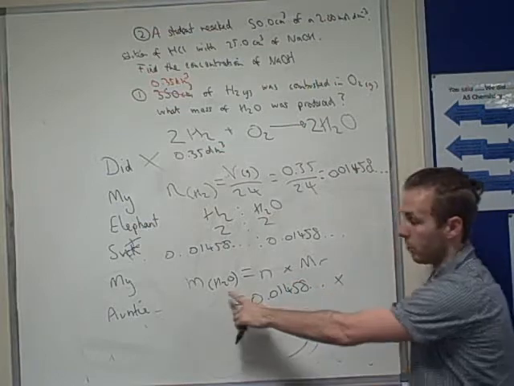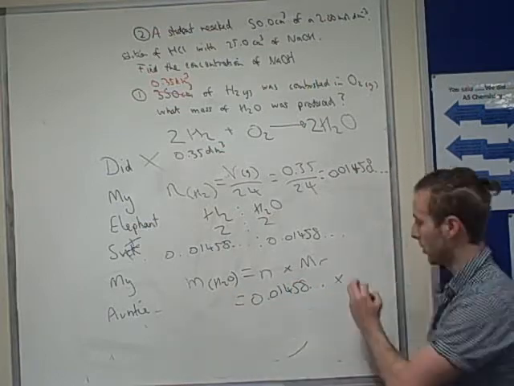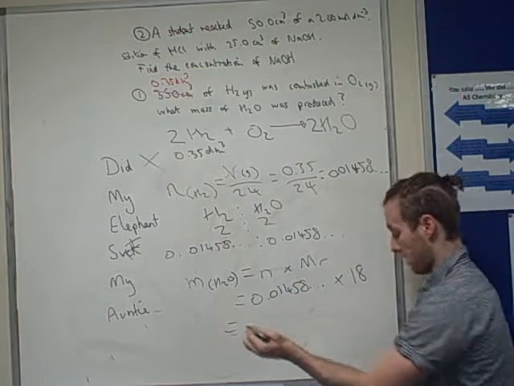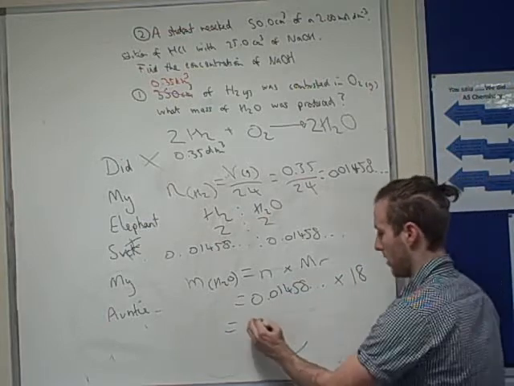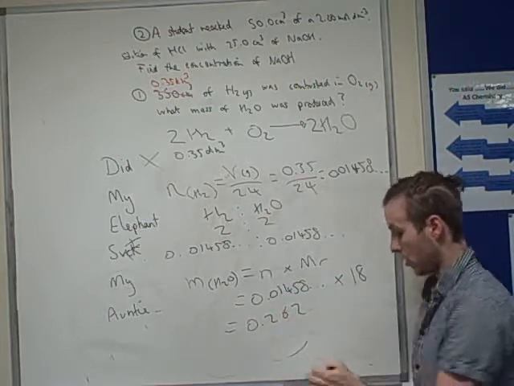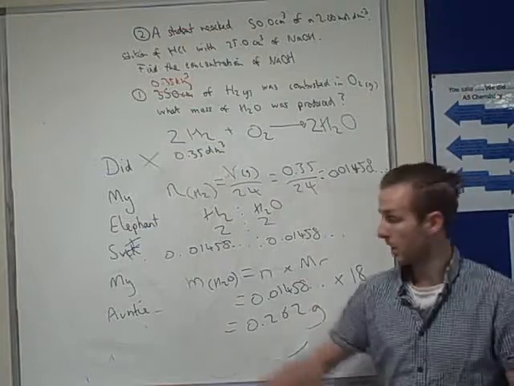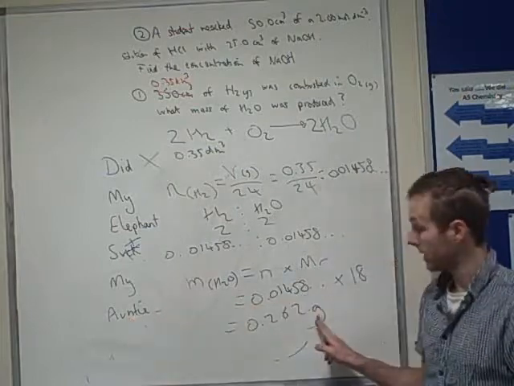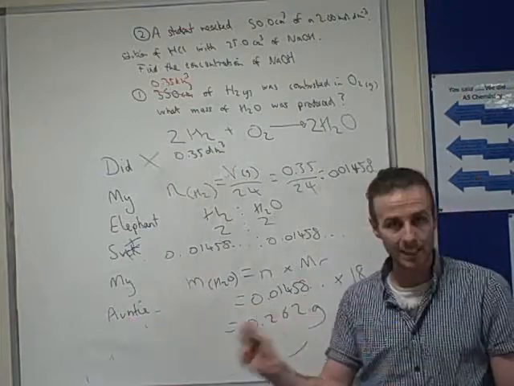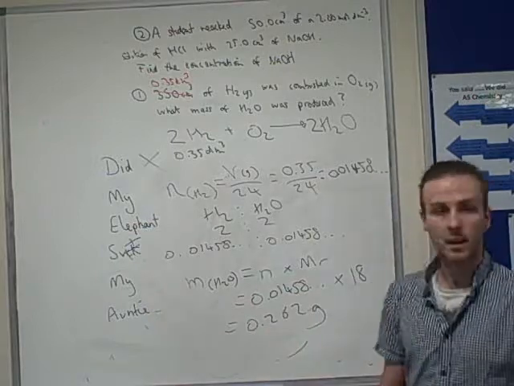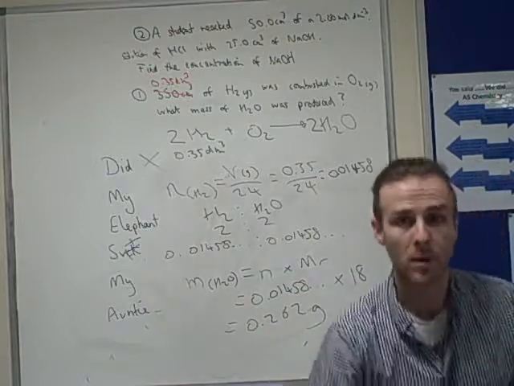I know my MR of water because I've got a periodic table. That's going to be 18. That will give me a final answer of 0.262 grams. Answer, did I put my units? Yes. Have I done it to at least 3 significant figures? Yes. So that would be my answer.